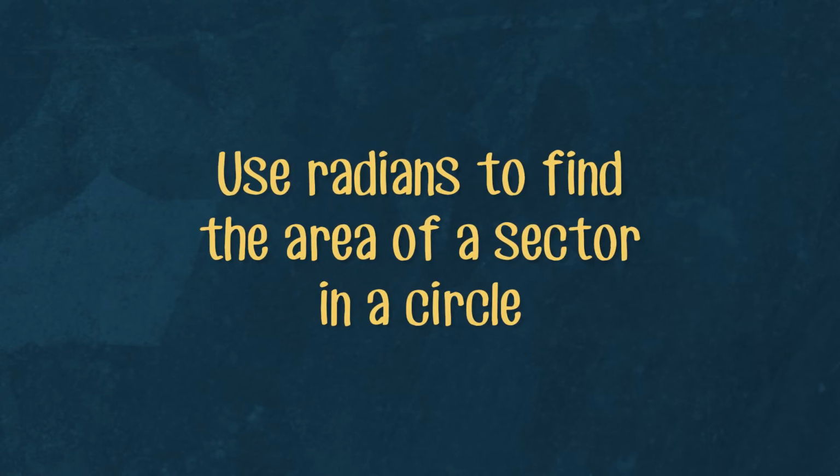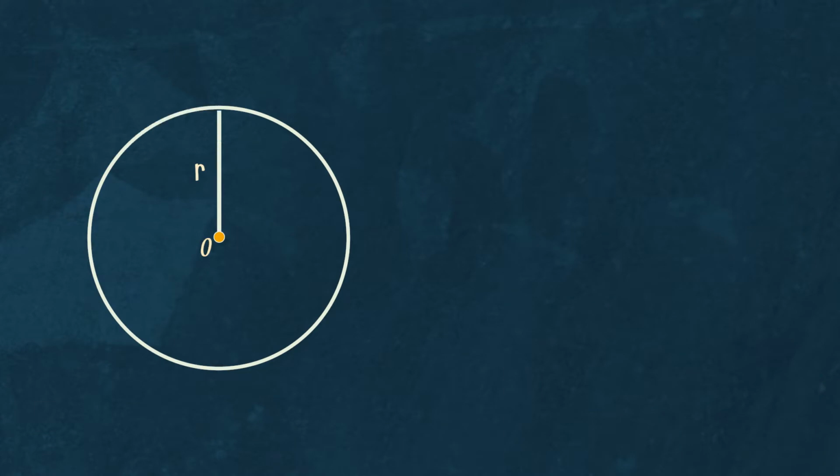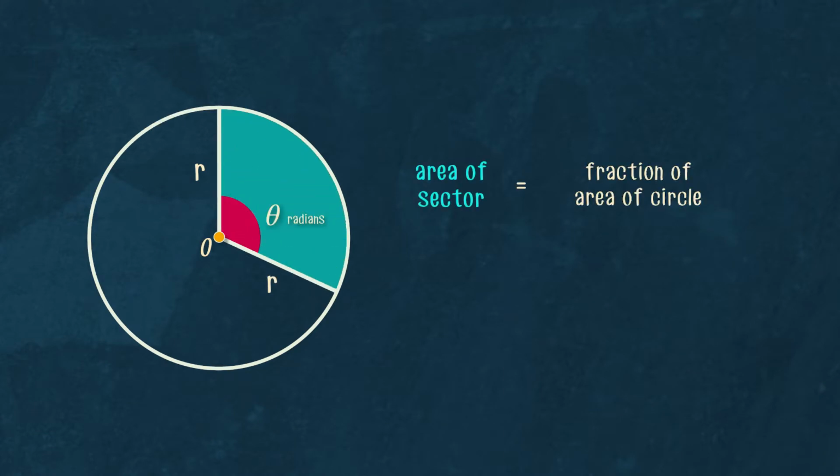Let's now look at how we can use radians to find the area of a sector in a circle. Remember, the area of a sector is a fraction of the area of the circle, and this fraction is calculated by dividing the subtended angle, theta radians, by the angle at the center of the circle, 2 pi radians. We also know the area of the circle is equal to pi times r squared. Simplifying this expression gives us the formula for calculating the area of a sector, half r squared theta, where theta is in radians.